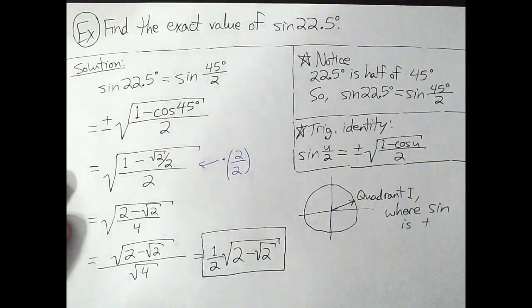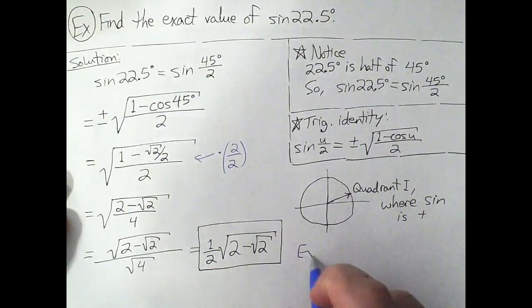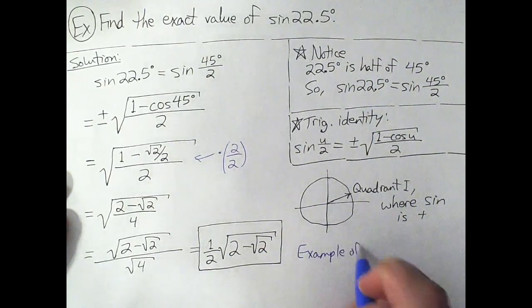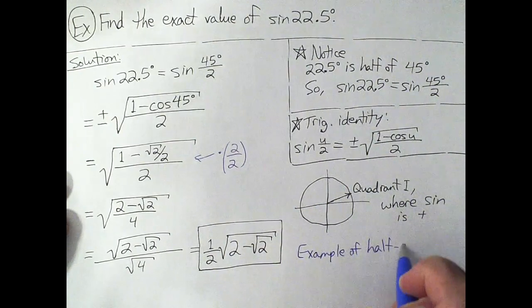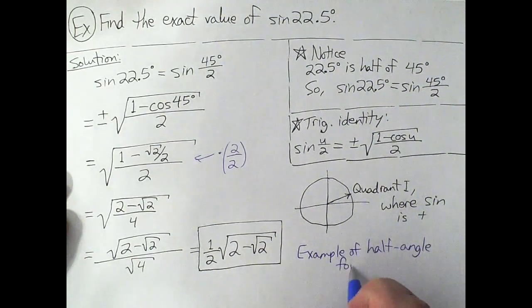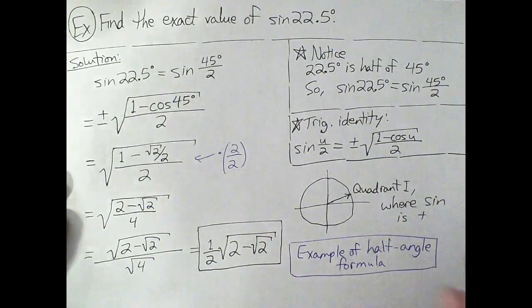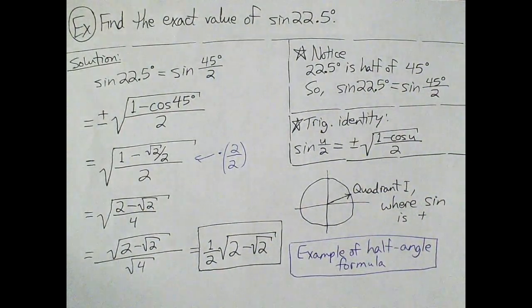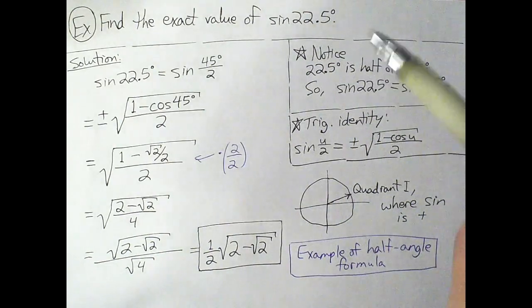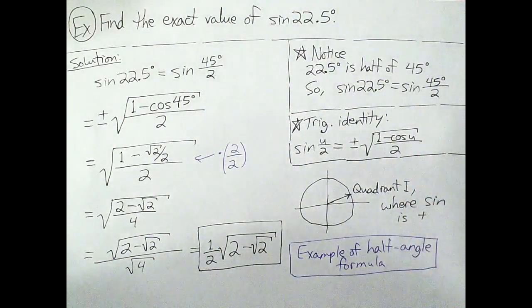And I will label this as an example of using a half angle formula. And I like this problem because, in the previous section, I liked that we were able to evaluate things like sine or cosine or tangent of 15 degrees, which were angles that we couldn't deal with before. And now we're able to add 22.5 degrees or maybe some other things like that to the list of angles that we know how to deal with.